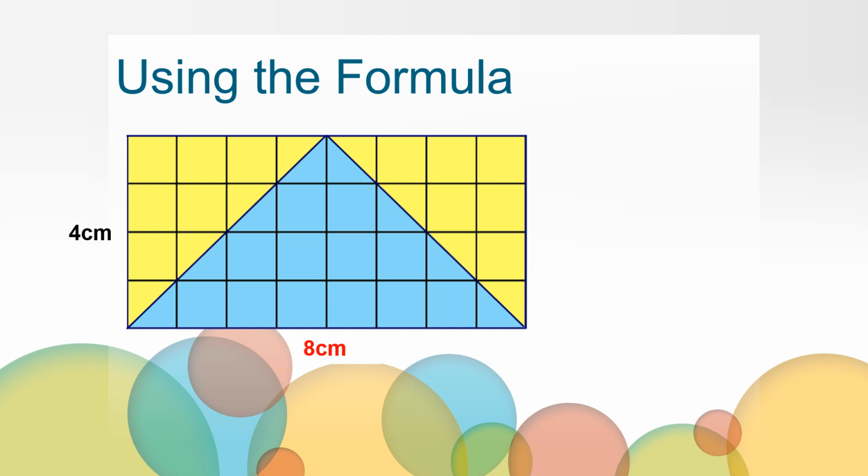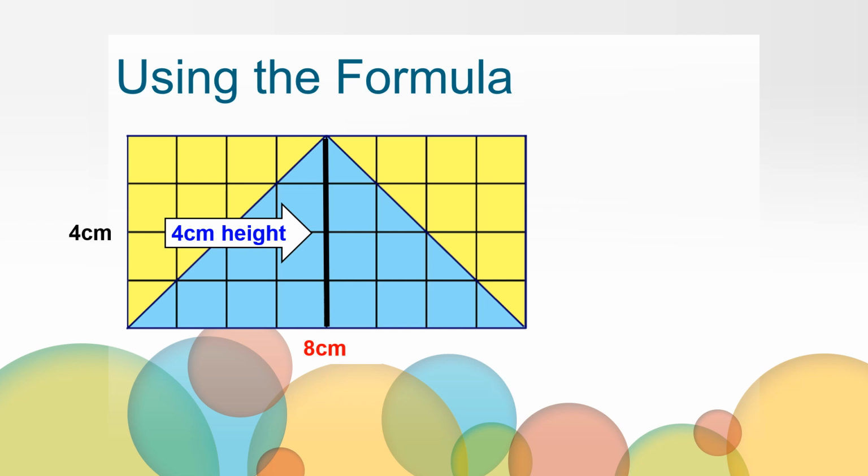4 centimeters is the width of the entire rectangle. When we're looking at the triangle, 4 centimeters is also the height of the triangle. We do not call it width because it is not a side of the triangle. The height of the triangle is perpendicular to the base. It is the distance from the base to the highest point of the triangle.